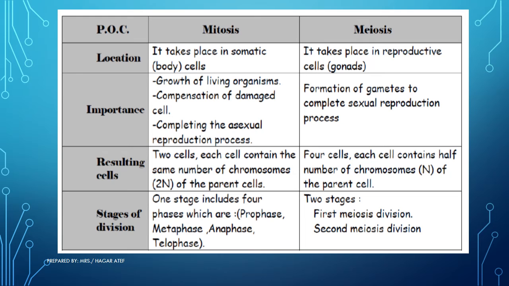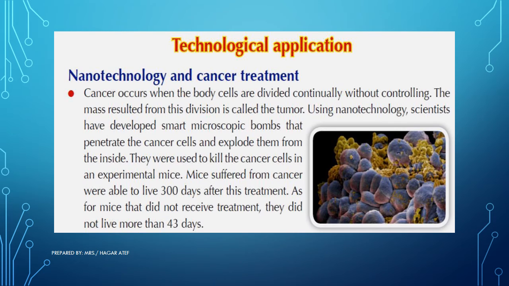In mitosis, resulting cells, two cells, each cell contains the same number of chromosomes, 2n of the parent cells. In meiosis, 4 cells, each cell contains a half number of chromosomes, n of the parent cell. In mitosis, the stages of division: one stage includes 4 phases, which are Prophase, Metaphase, Anaphase, Telophase. In meiosis, 2 stages: first meiotic division and second meiotic division.